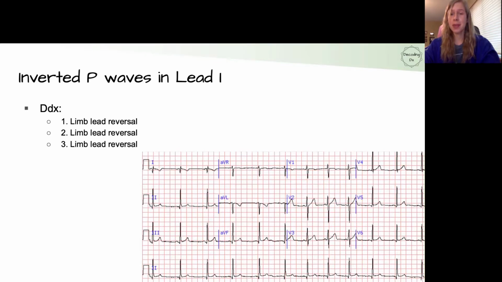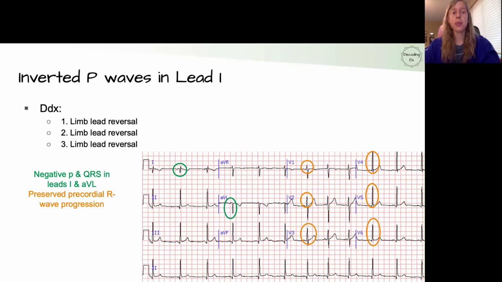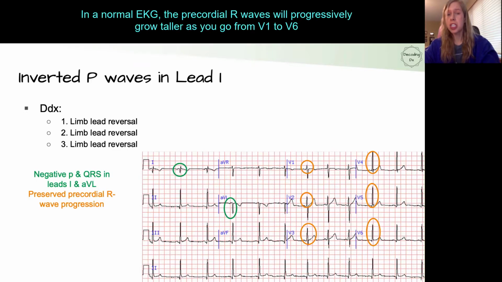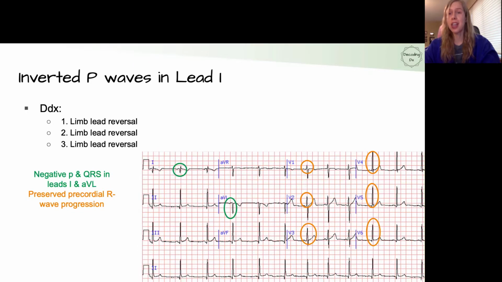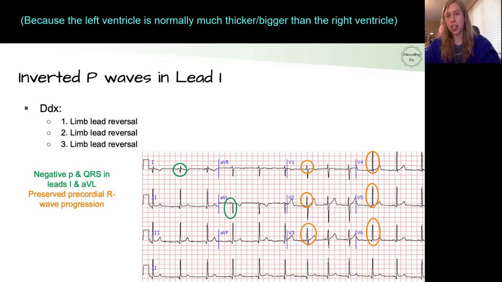This is the previous example that we just saw. Almost always, if you have negative P waves in lead 1, there's a limb lead reversal. You can also look for a negative QRS that can clue you into the same thing because that should be flipped. Other clues include preserved precordial R wave progression. This is telling you that the heart is indeed oriented correctly in the chest because the more to the left you get, the more overall heart muscle that you're getting, so the more electrical signal that you're getting.